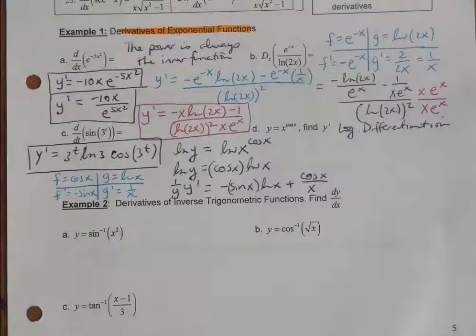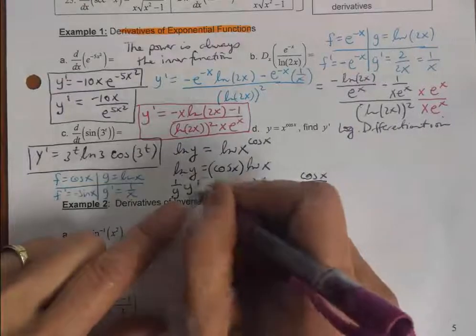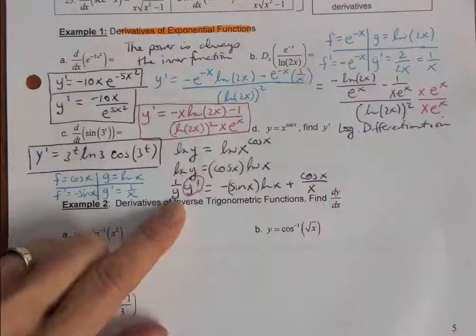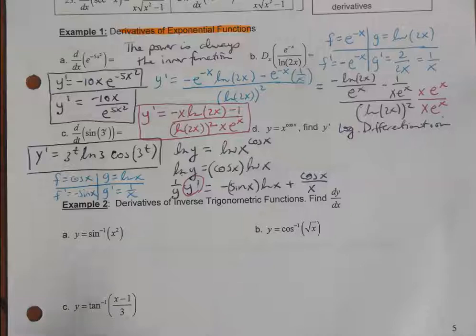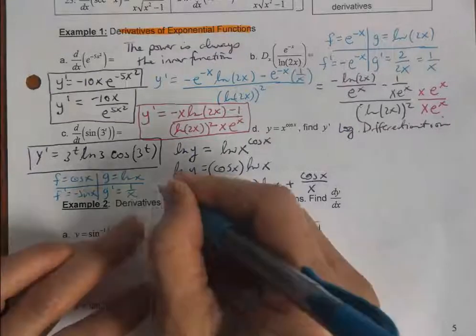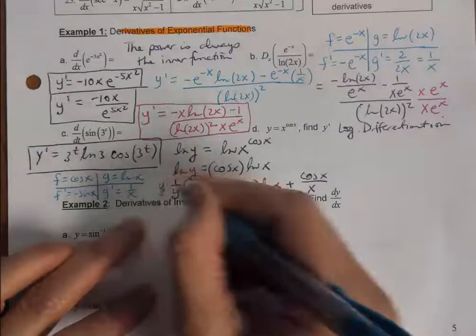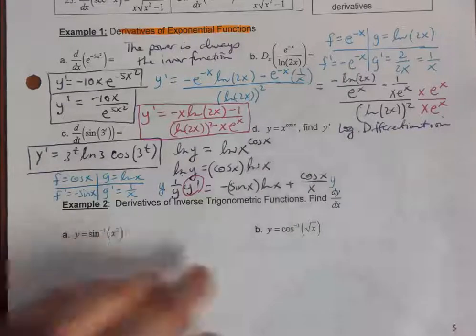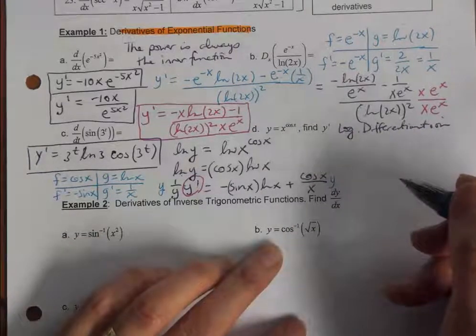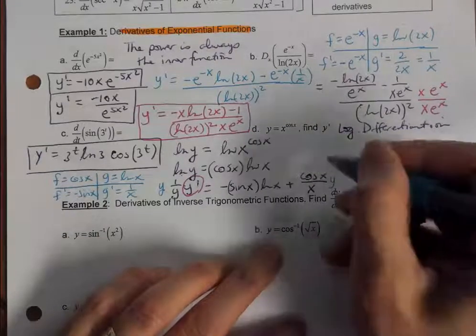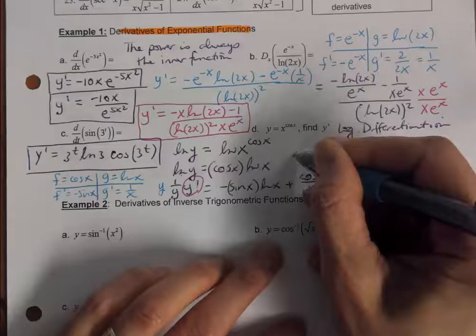Okay, so I'm not quite yet finished because I want to solve for this. All right, and I think you guys had this on last night's homework. So what do you do to get y prime by itself? Yeah, multiply both sides by y. Why? Because you want to get y prime by itself. That's why. Okay, so then back up here.